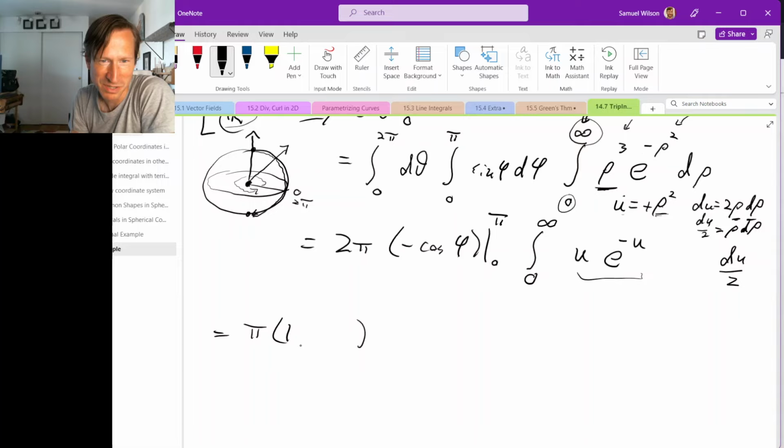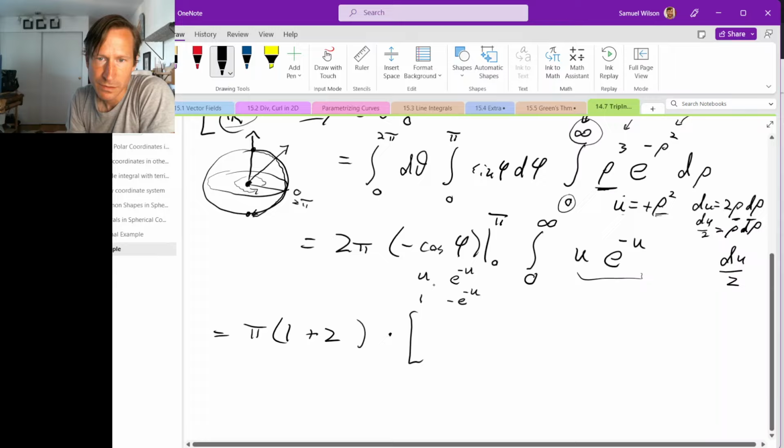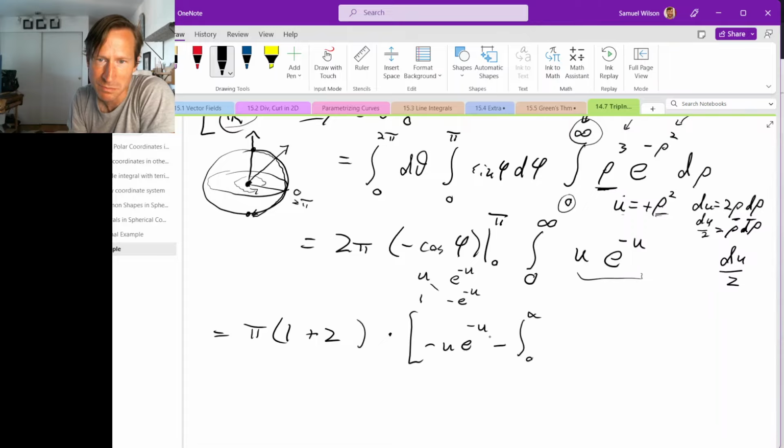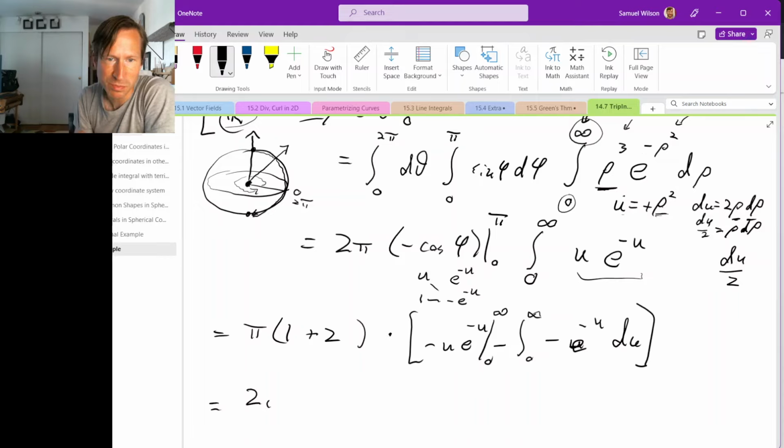So again, integration by parts. For integration by parts, we're going to use u, the derivative of u is 1, and we're going to use e to the minus u, and the integral of e to the minus u is minus e to the minus u. So we get minus u times e to the minus u, minus the integral from 0 to infinity. Oh, I need bounds here. This is from 0 to infinity. Okay, minus the integral from 0 to infinity of 1 times minus e to the minus u, du. Okay, so here we have 2 pi times.